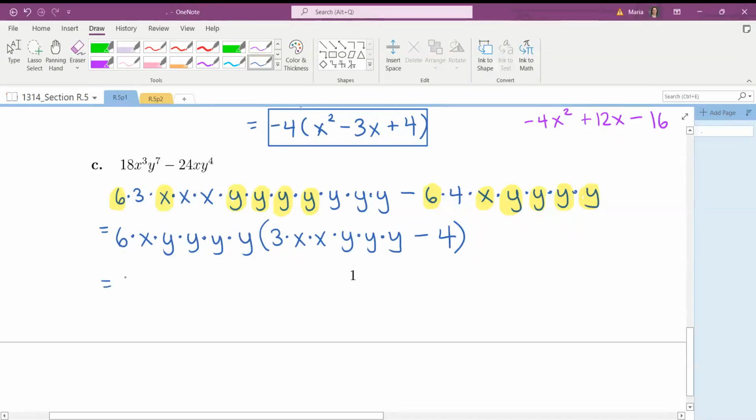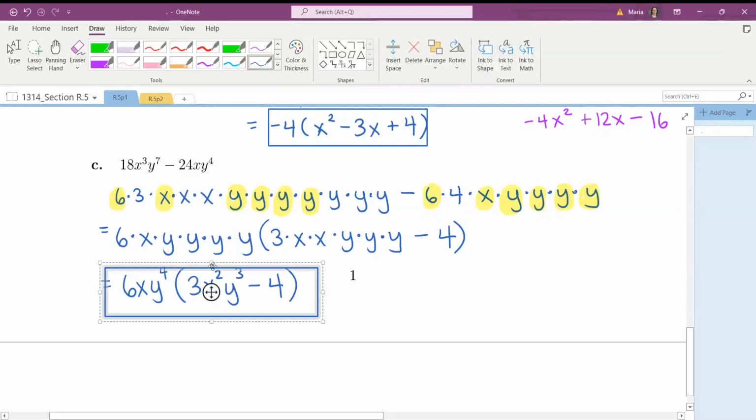And now I can clean this up. My common factor is going to be, the only number is 6. I've got a single x. And then y is multiplied by itself 4 times, so that's going to be y to the 4th. Open my parentheses. We're going to have 3. x times x is x squared. y times y times y is y cubed. Minus 4. Here is our factorization for this one, just by taking out the common factor.